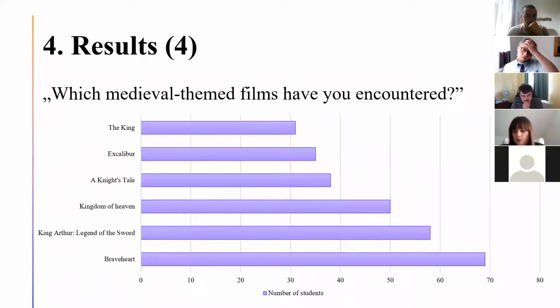In order to assess the most popular films, series, and video games among history students, I offered them the 10 most popular medieval films according to IMDb. The series were selected by the same criterion, and I selected the 10 most popular games according to various websites. The most popular films among students were Braveheart, King Arthur: Legend of the Sword, Kingdom of Heaven, A Knight's Tale, Excalibur, and The King.